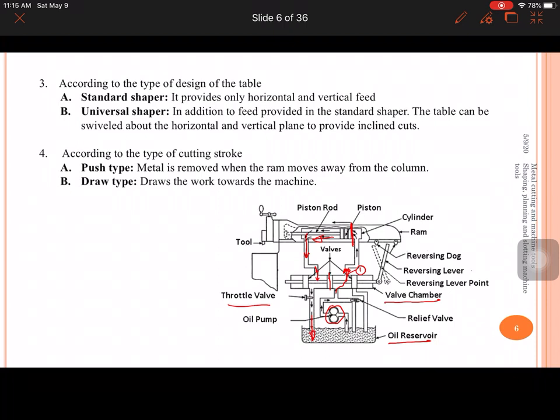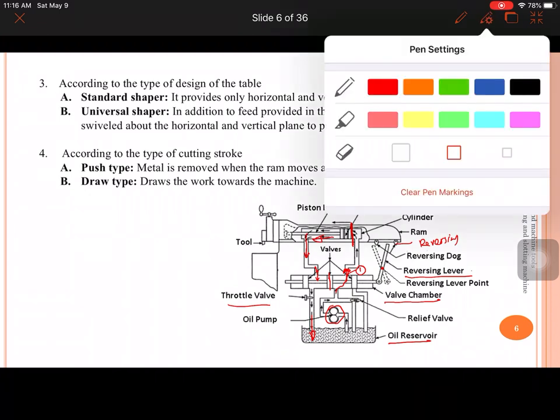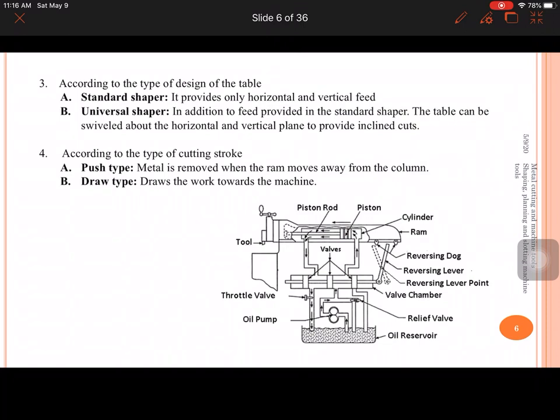So during the forward movement, what happens is, this reversing dog, this is called as the reversing dog, will come in contact with the reversing lever. So when that comes in contact with the reversing lever, this reversing lever will be rotated about this pivot point, and so what happens, this will occupy the new position that is shown in the dotted lines. When this happens, then the valve chamber, the blocks will move in the forward direction. This block will move in this way, this block will come here, and this block will come here.